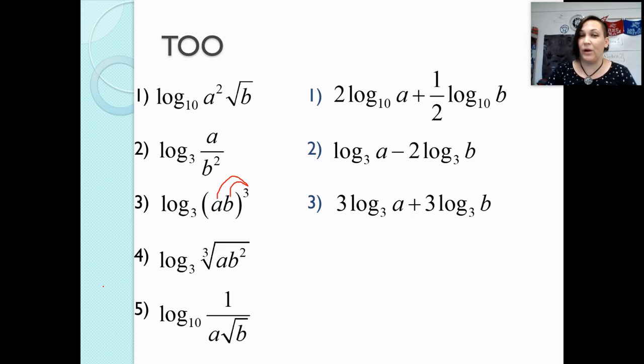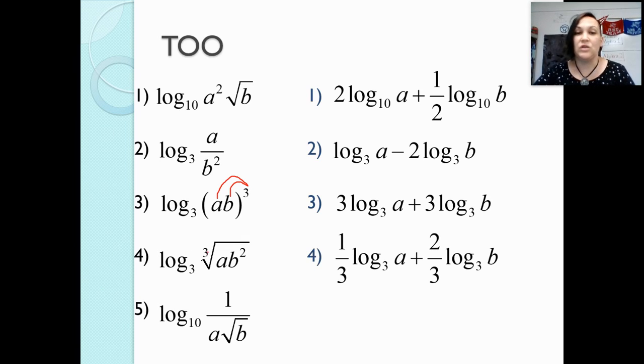Same thing on number 4. On number 4, since both of the letters are underneath the radical, they will both get a fractional exponent. So the a, which did not have an exponent, is going to get an exponent of 1 over 3. And the b, which did have an exponent, will have 2 over 3. And that's where I got those fractions from in front of the logs.